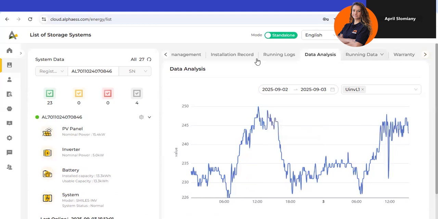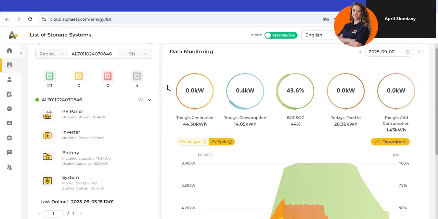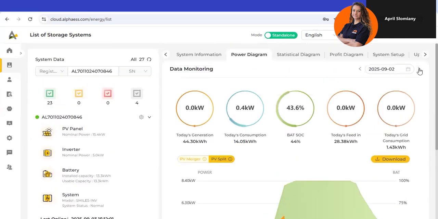Going on the desktop app, you could also see warranty information. So information about when your system was installed. This will differ system to system, but as we ran through at the beginning, the power diagram is really your best friend in monitoring your system's overall performance.